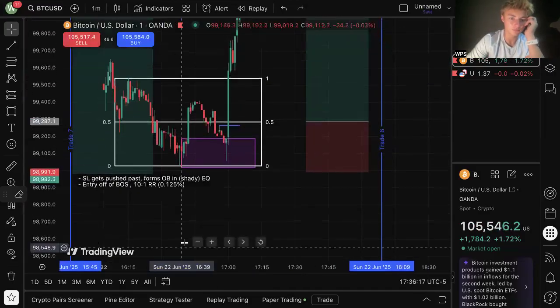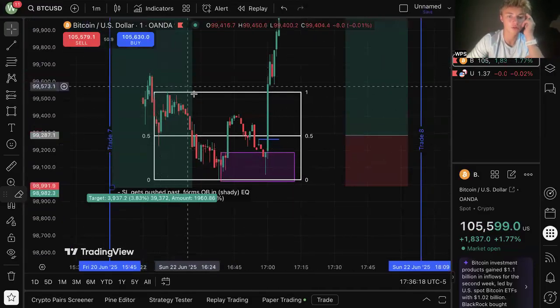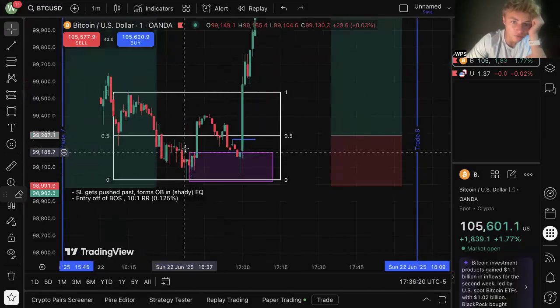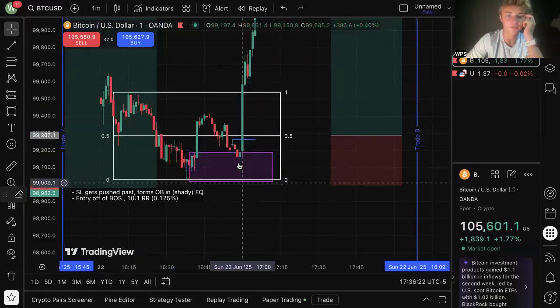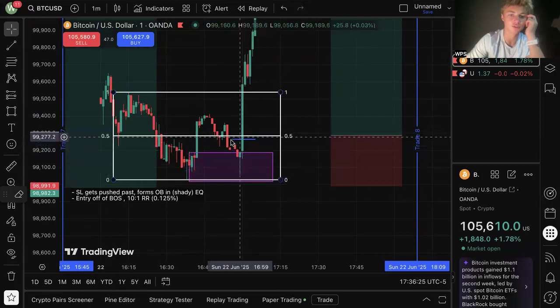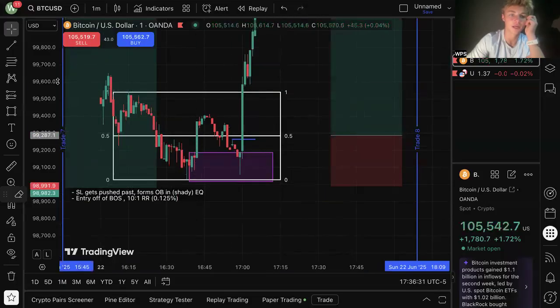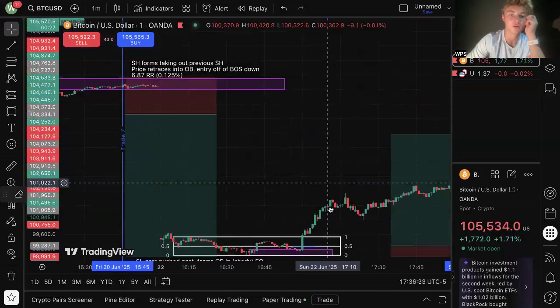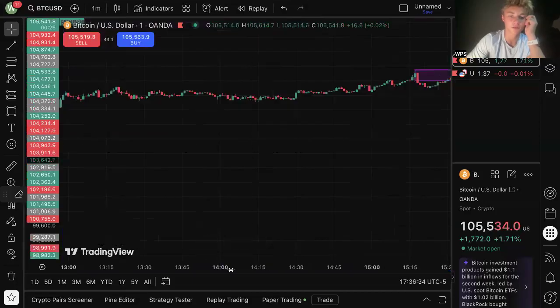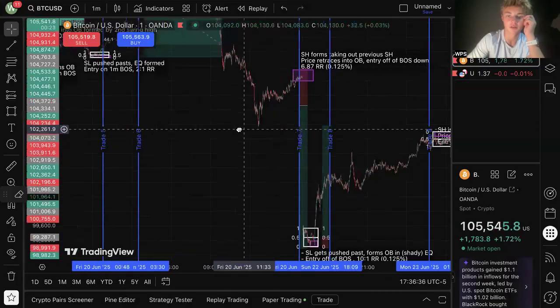Here, swing low, new swing low. Price forms this order block right here, retracement into this order block. As soon as price pushes past this green candle, I would be ready to execute on this trade. I would set my stop loss below here and take profit all the way up, targeting this previous area of liquidity.